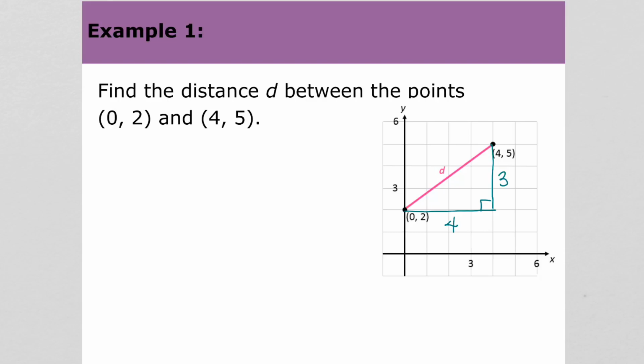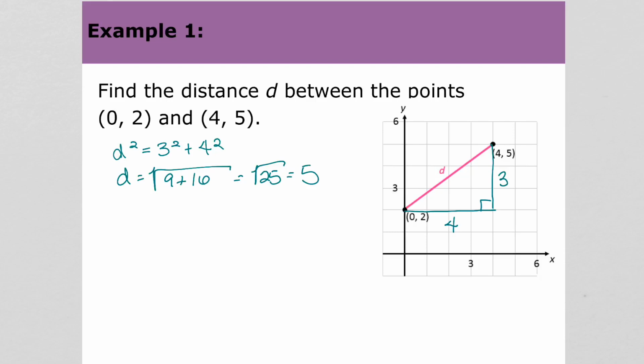So we could say d squared equals 3 squared plus 4 squared. So d would be the square root of 9 plus 16, square root of 25, or 5. And we don't say plus or minus because we're talking about a distance, so it can't be negative.